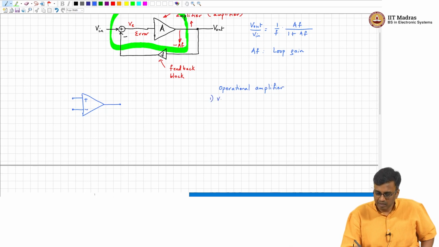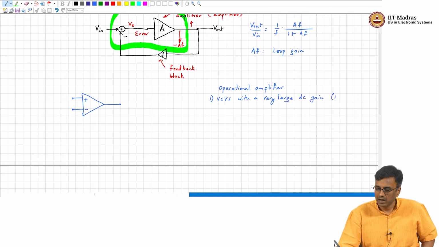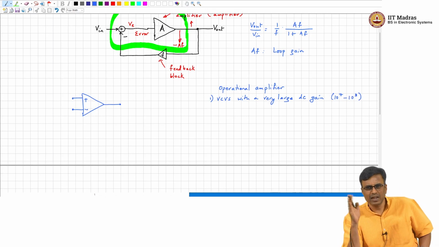It is basically a VCVS with a very large DC gain, right, typically 10 power 7 to 10 power 8. And this gain can vary a lot, it can vary by a factor of 10, but we do not have to worry about it, because if the gain is so large, even if it varies by a factor of 10, that quantity loop gain by loop gain plus 1 is so close to 1 that it does not matter, okay.